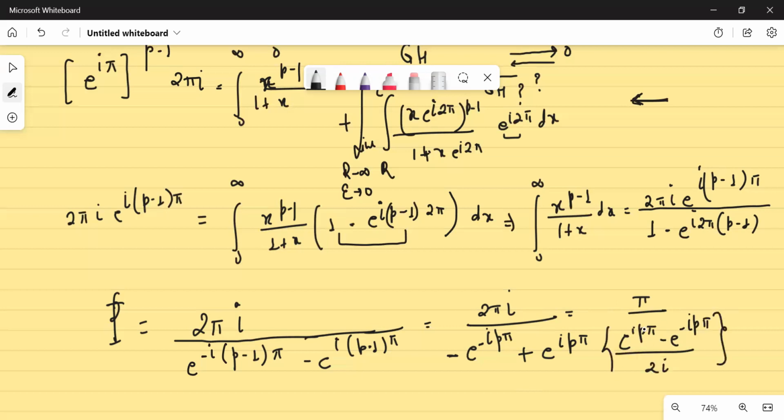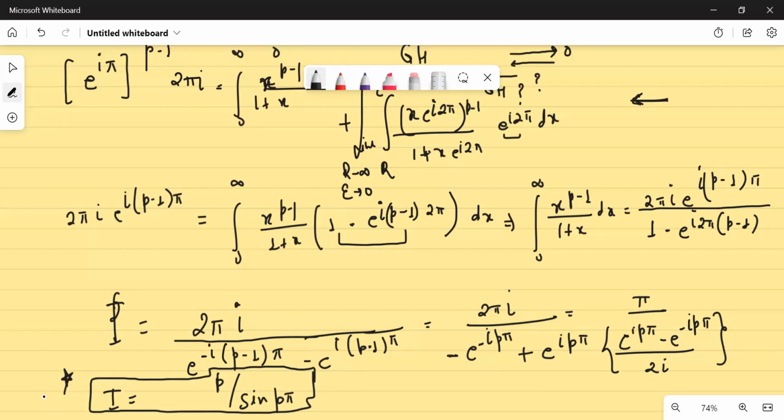This entire thing, if you can remember, this is nothing but equal to sine. So p upon sine p pi is the answer. Is that clear? So this integral reduces to p upon sine p pi. Is that clear? Anybody has any doubt till now? Bharat, is that clear to you?